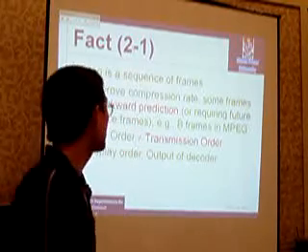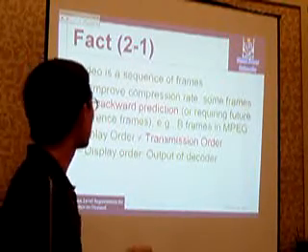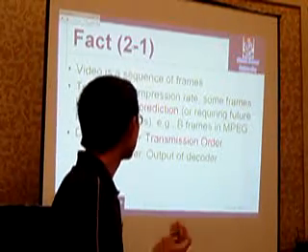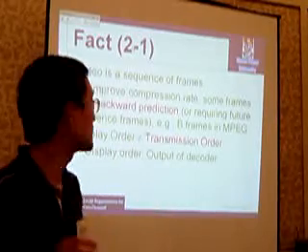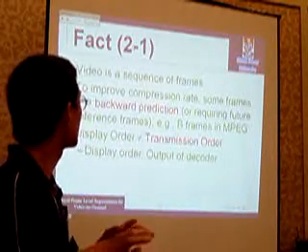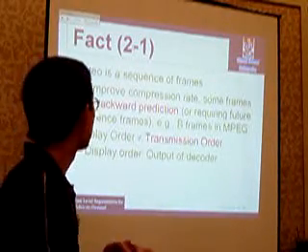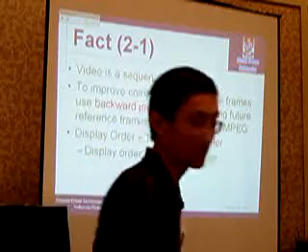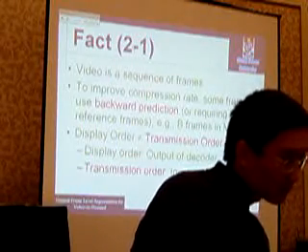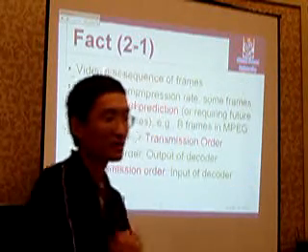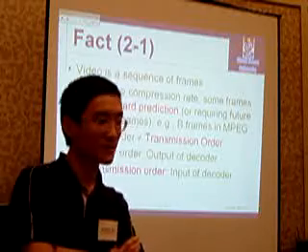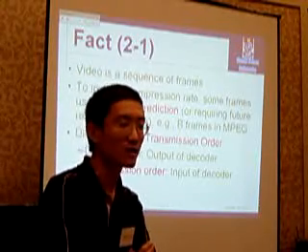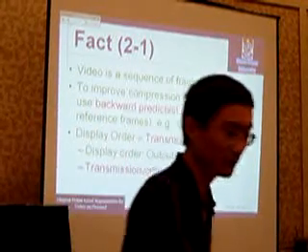A sequence of frames in display order is the output of the decoder. And the sequence of frames in transmission order is the input of the decoder.